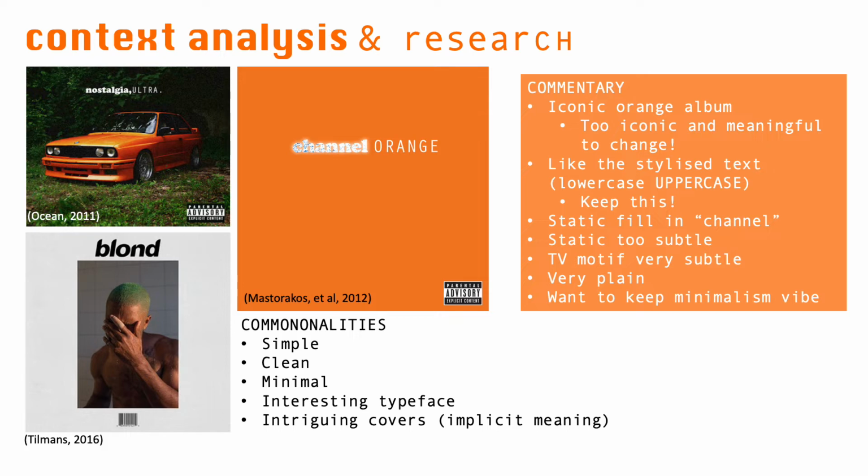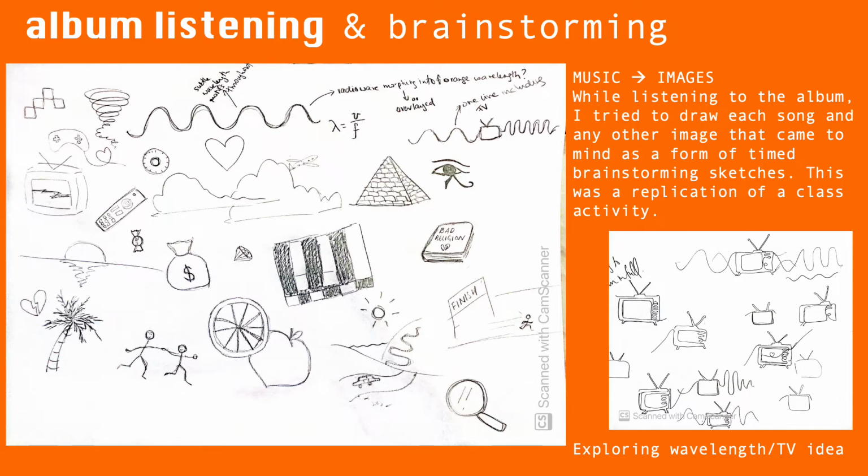I do have some commentary on Channel Orange as a cover. So I love the orange. I think it's very iconic, very meaningful. I love the stylized text and I really want to keep them. And I find that the TV motif is a bit too subtle in the cover, given that it is so prevalent throughout the album and in the title of the album even. So I really want to enhance that TV motif and bring it to the forefront. I do find this cover a little bit plain, but it is still aesthetically pleasing, so I do want to keep the minimalism vibe.